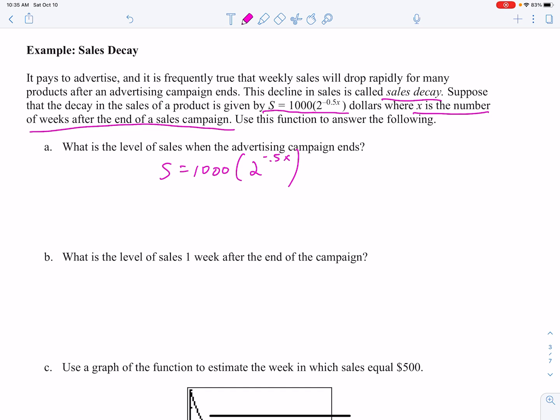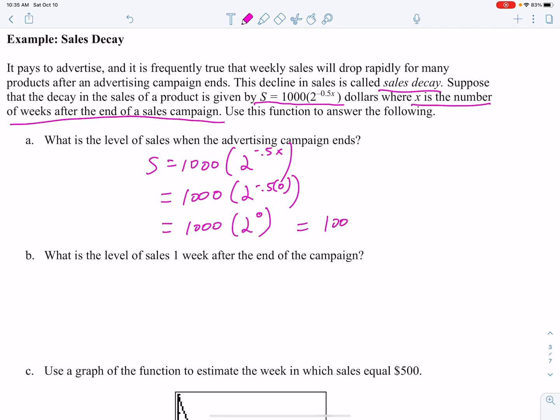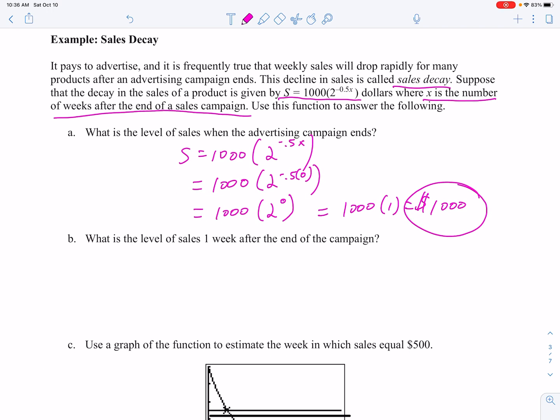Well, when it immediately ends, how many weeks has passed? 0 weeks, right? So we're going to plug in a 0 for X. So don't forget your equal signs here. So it'll be 1,000 times 2 to the negative 0.5 times 0. Well, that is 1,000 times 2 to the 0 power. And remember, anything to the 0 power, be careful, is 1, right? So this is 1,000 times 1, which of course is 1,000. And since it's a word problem, we need to make sure that we put the dollar signs on it, the units, right? Okay. All right, next one.